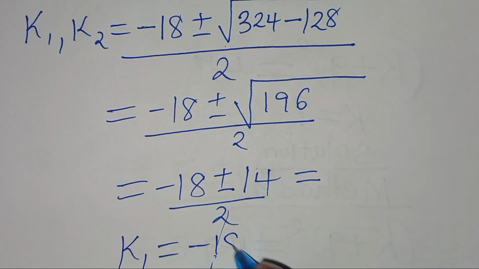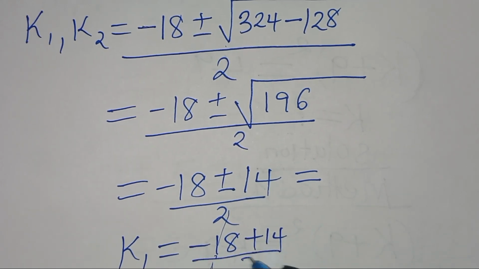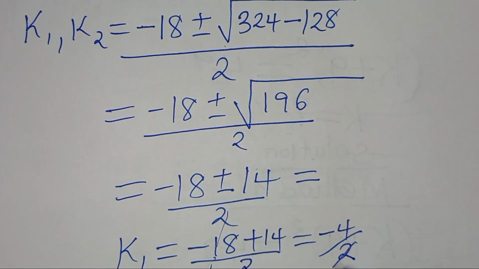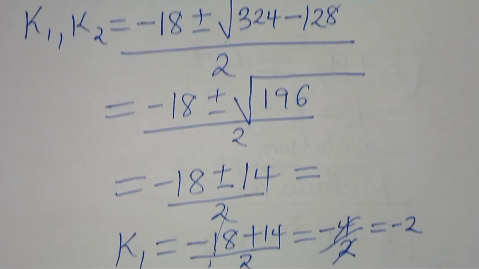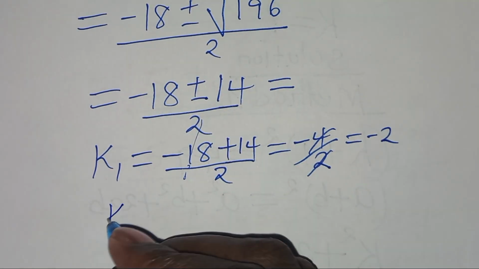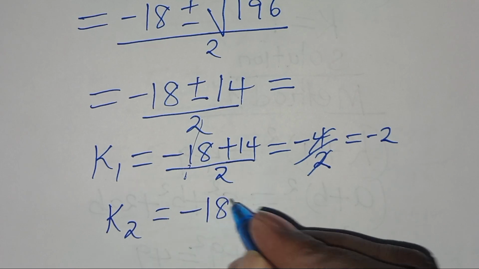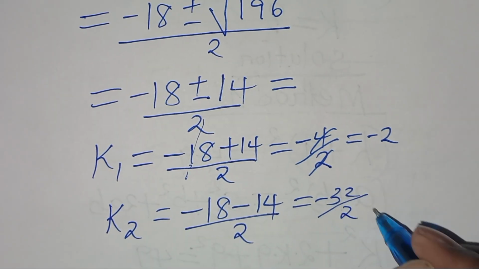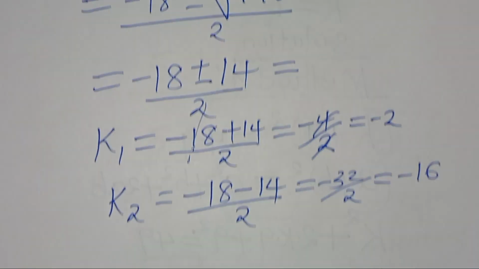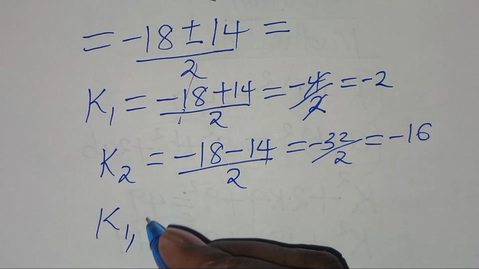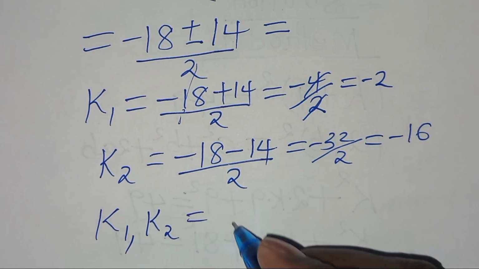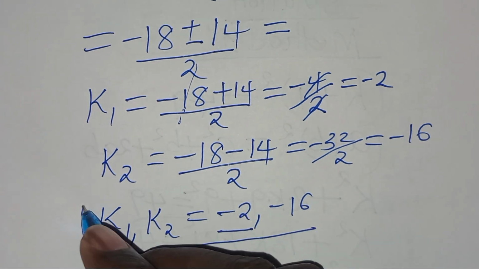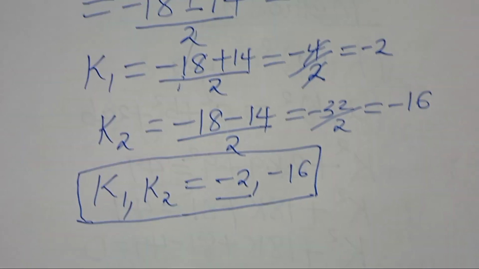So k1 is minus 18 plus 14 divided by 2. So negative 18 plus 14 is minus 4, divided by 2, and this is equal to minus 2. Then we have k2, which is equal to minus 18, subtract 14, divided by 2. So this is negative 32 divided by 2, and this is minus 16. So we have k1 and k2, which are minus 2 and minus 16. So these are two values of k by applying method 1.